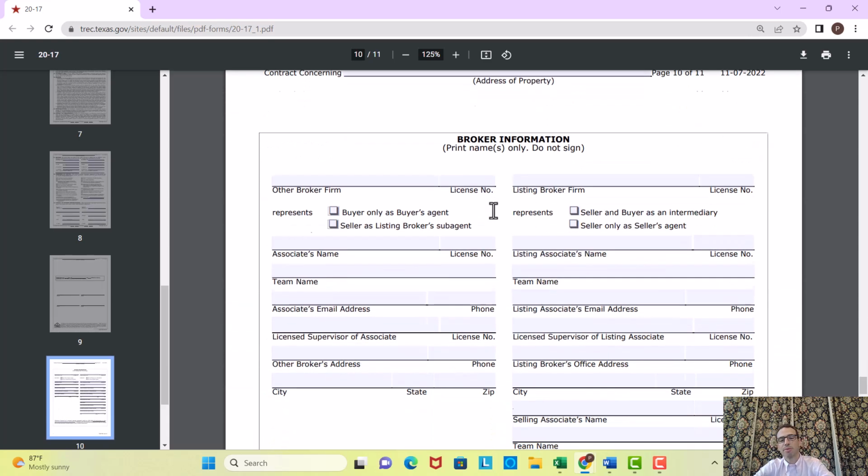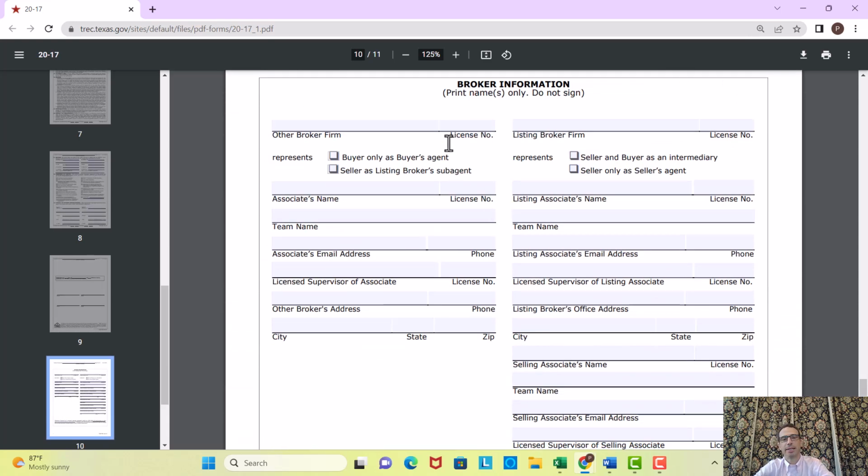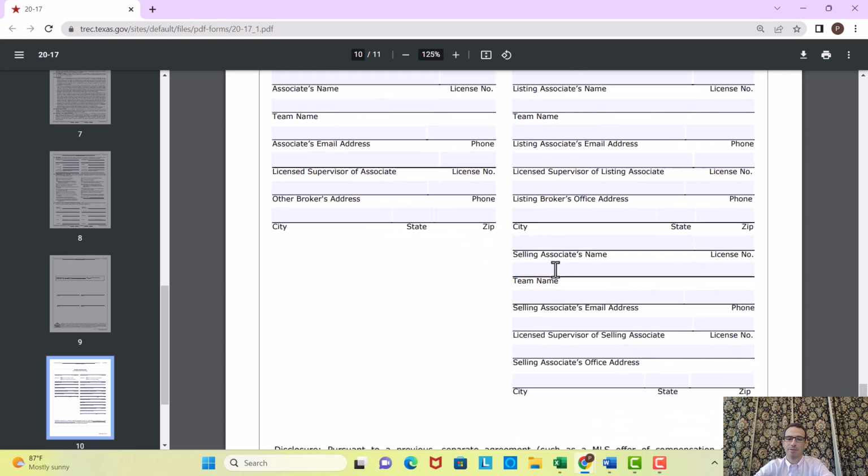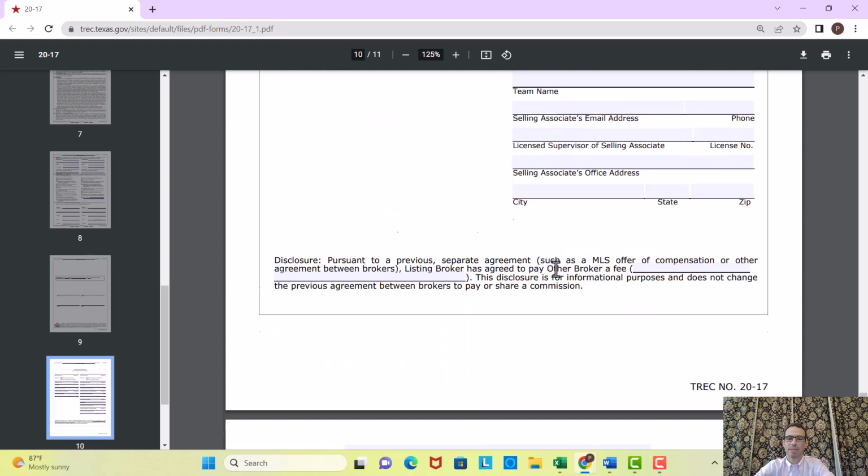This is the broker information page. This is all about if there are realtors on the deal, license numbers. It says who they represent. The listing broker is typically the one that lists the house on the MLS. The other broker represents the buyer. The most common thing you'll see here is buyer's agent only and seller's agent only. You've got the name and license information for all the brokers and their contact information.